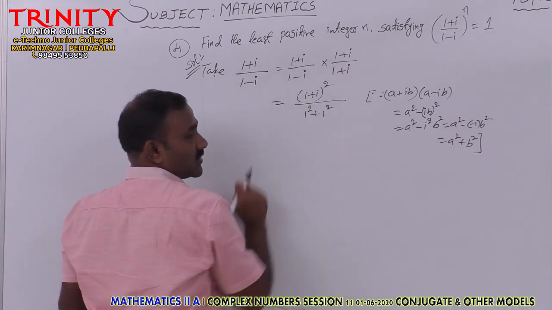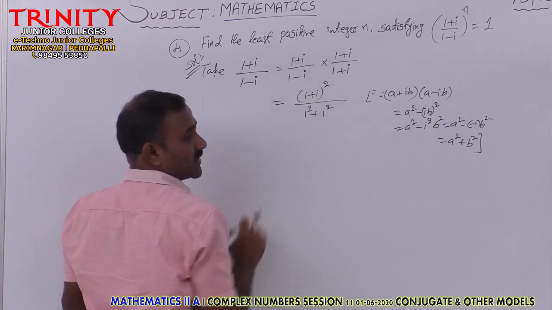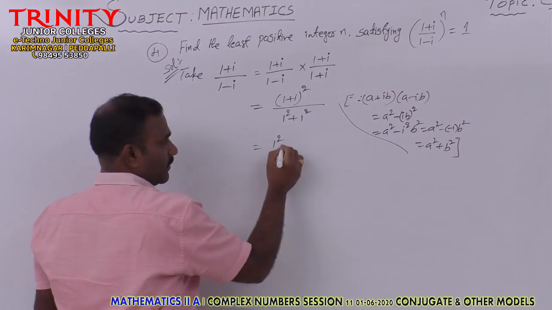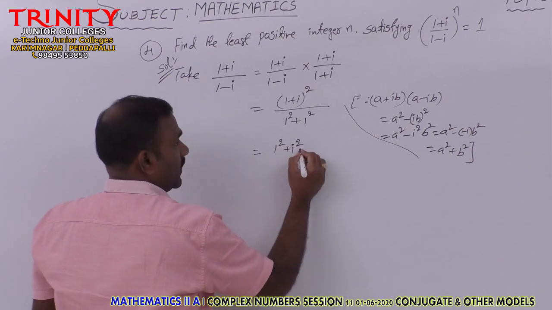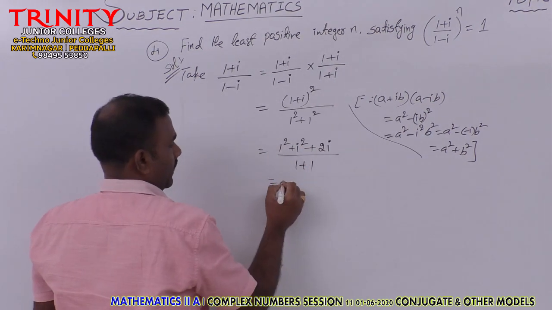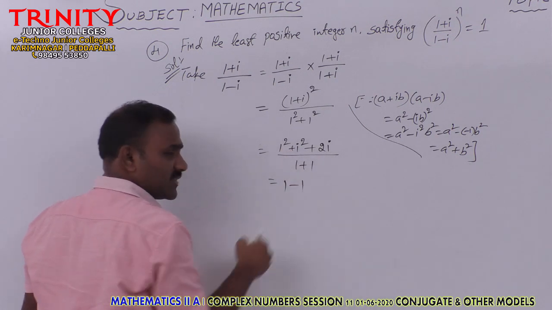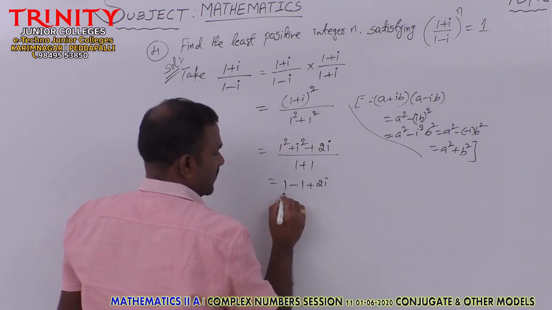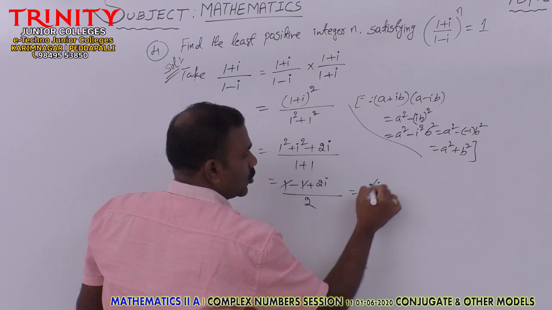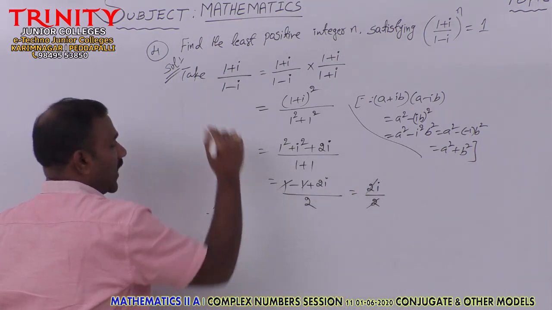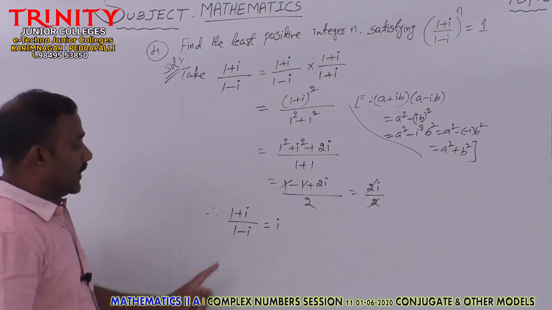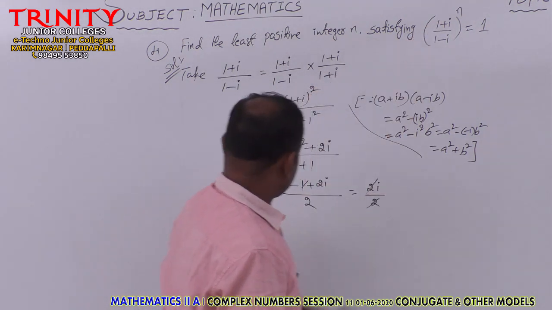Here a² is 1² and b² is also 1. For the numerator, expand the formula: a² + b²i² + 2abi, divided by 1² + 1². 1² is 1, and i² is −1, so we get (1 − 1 + 2i)/2. The 1 and 1 cancel, and the 2 in 2i by 2 also cancels. Therefore, the value of (1 + i)/(1 − i) we got as i.